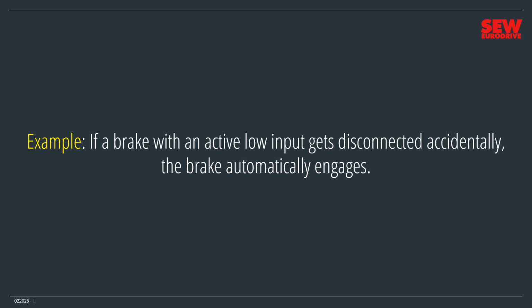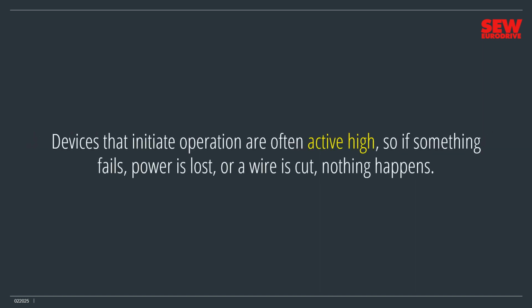If the brake were active high instead, accidentally disconnecting a wire would cause the brake to release unexpectedly. And if that brake were keeping a loaded hoist in the air, the load would suddenly plummet to the ground. Not good.